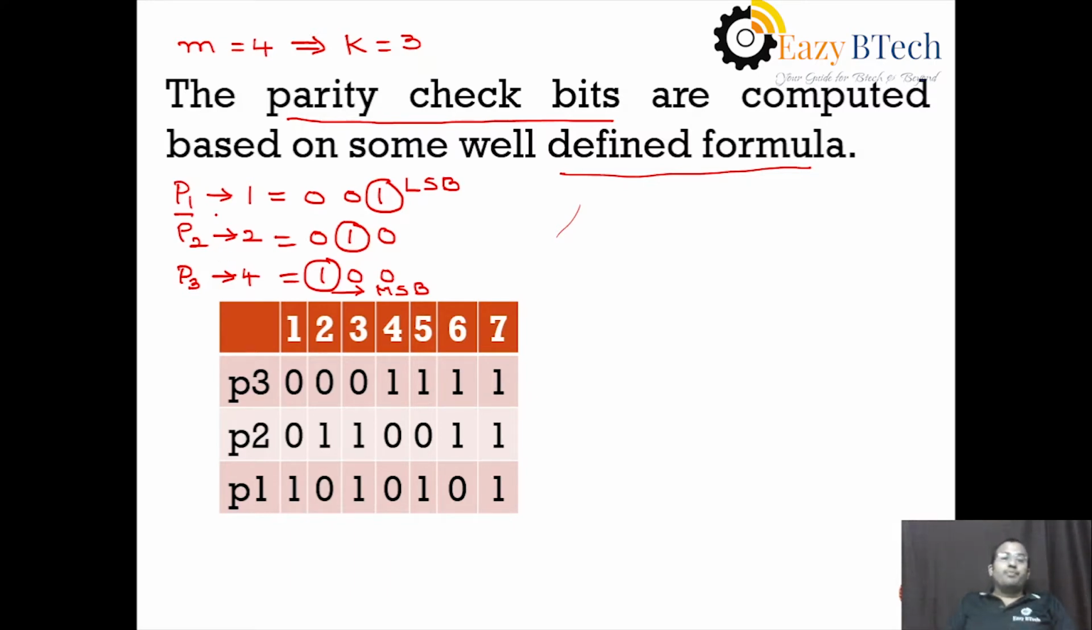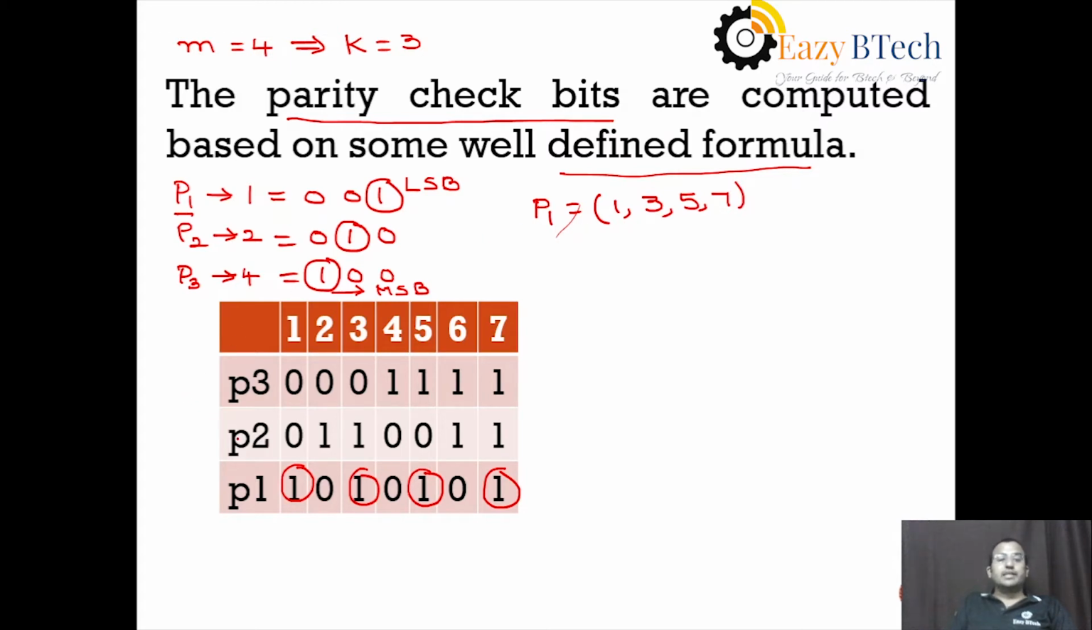Now P1 is having 1 in the LSB position. So wherever you have 1 in the LSB, consider those positions for P1. Here it is having 1, for the representation of 3, of 5 and of 7 it is having 1. So to calculate P1, we will consider the locations 1, 3, 5, 7.